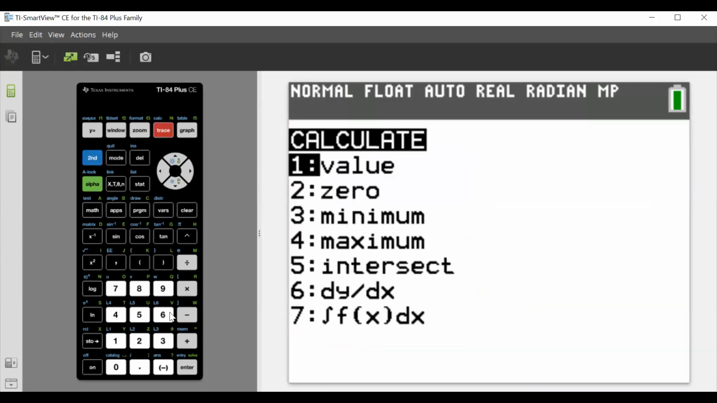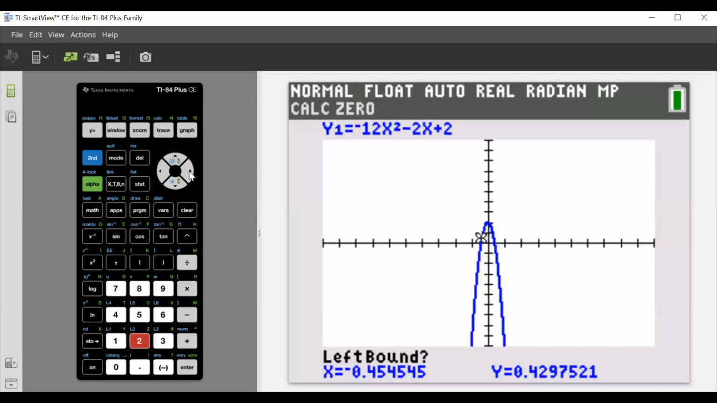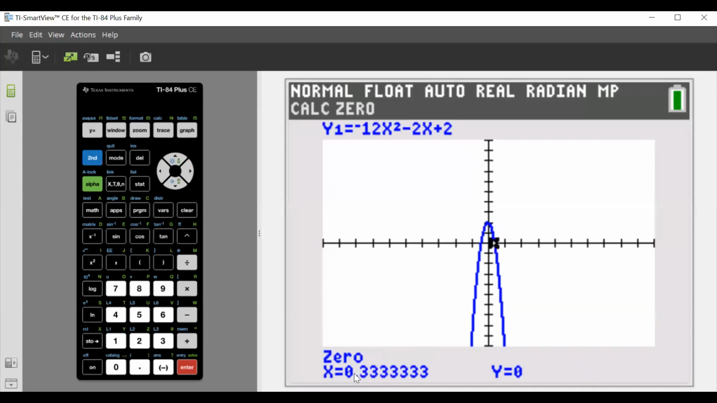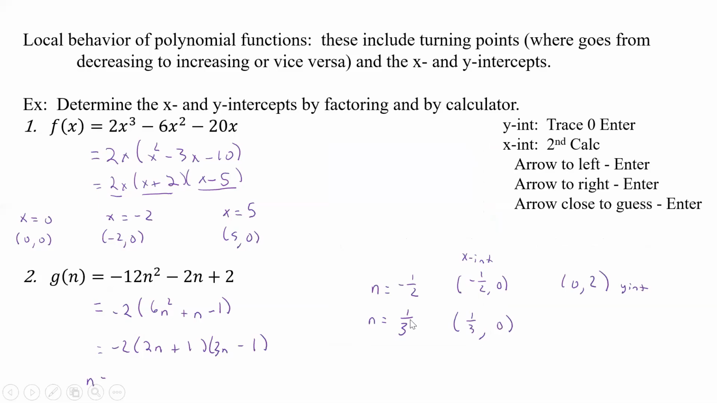Now let's do our second one. Let's do that as our left bound. That's our right bound. And here, that one we have to know that 0.3333 is 1/3, so 1/3, 0, which is what we found as well. So that's how we can use our calculator to do the same thing we did with just the factoring.